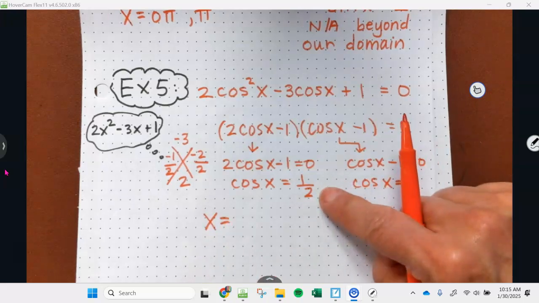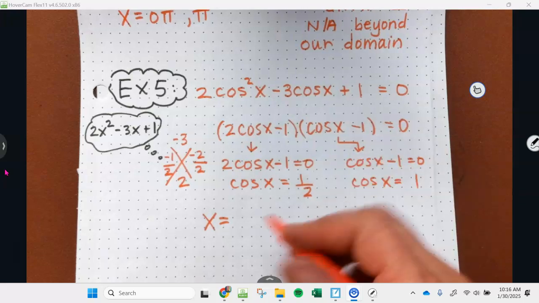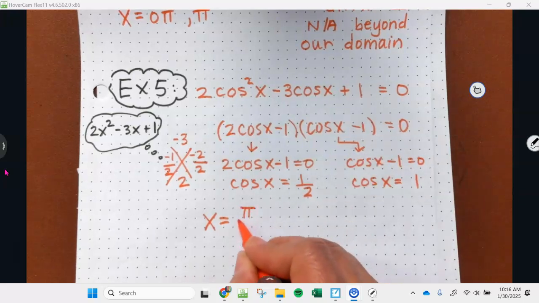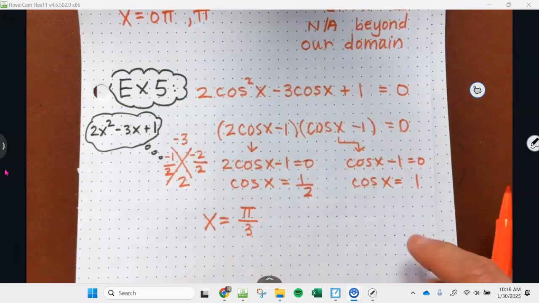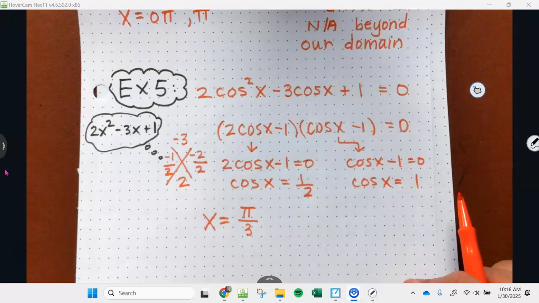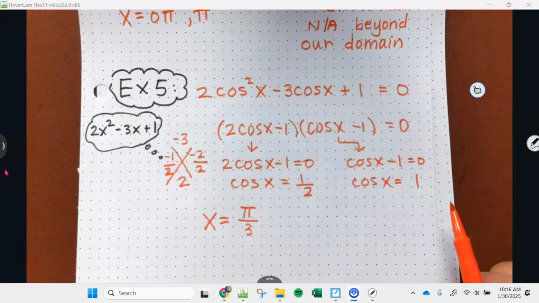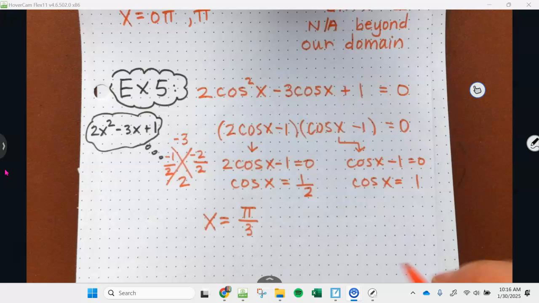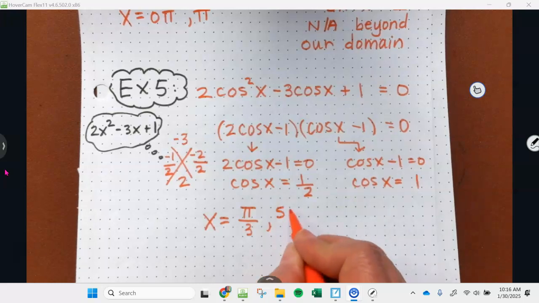Do y'all know the radians for this one? 1/2. Pi over 3. Yes. But that's not the only one. That's quadrant 2, but x is negative in quadrant 2. There's another quadrant where it's 5 pi over 3. Quadrant 4. Very good.